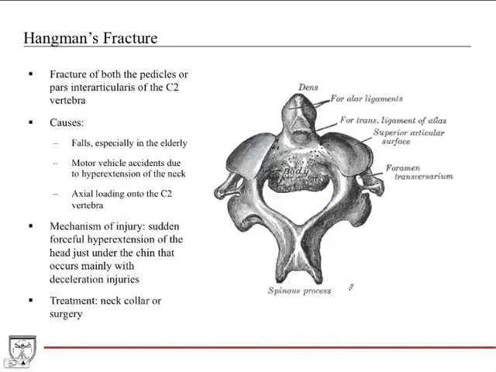All right, so now a Hangman's fracture. It's a fracture of both the pedicles or the pars interarticularis of the C2 vertebrae. So here are the pedicles like this, so it would be fractures here and here, or of the pars, which is the structure between the superior and inferior articular processes at the junction of the pedicles and the lamina. So it would be in here and here, between those two.